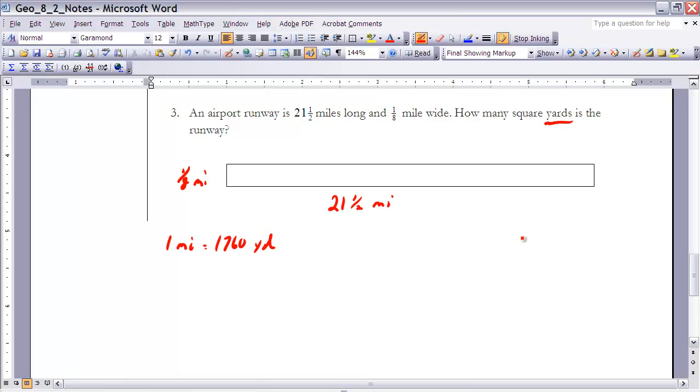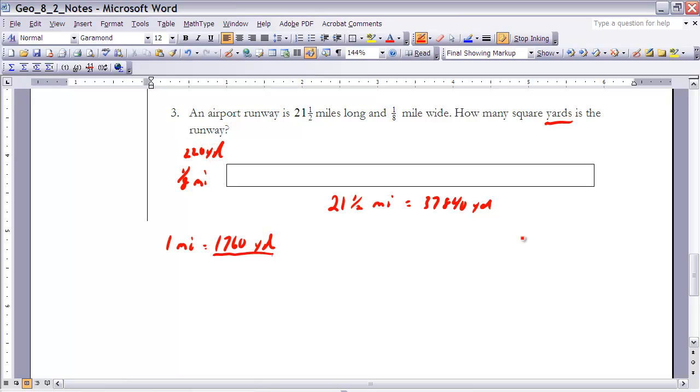So if I look at 21.5 miles, well, I know that 1 mile is equal to 1,760 yards. So I'm going to take 21.5 times that number. If I do that, I get 37,840. That's how many yards we would have. And then 1/8 of a mile, I'm going to take 1,760 times 1/8, and that's going to be 220 yards.